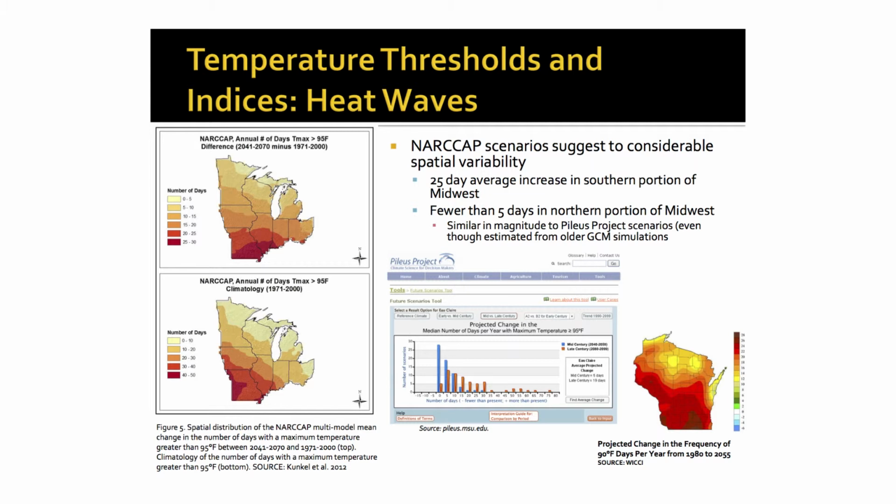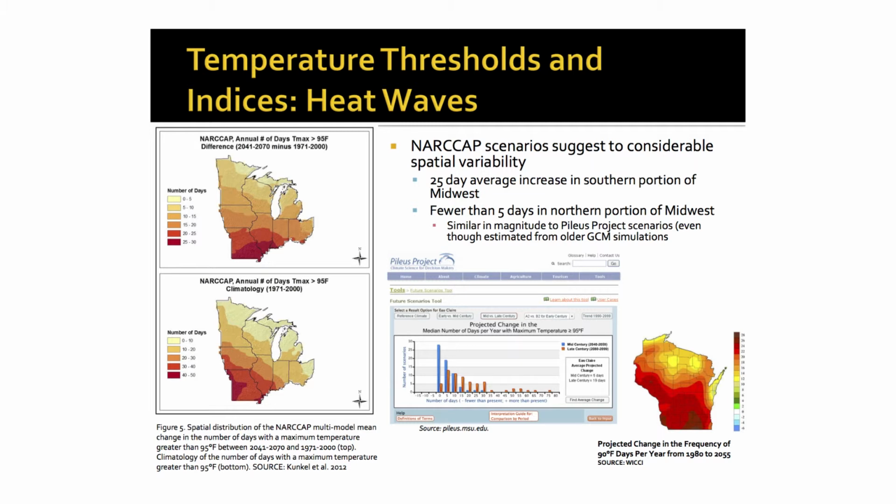This is the current climatology, so the increase is large where this number is already large, presenting a potentially very large hazard for the southern part of the area. Much smaller change in the northern part of the area, really fewer than 5 days in the northern part of the Midwest. Now here what we have is a projection for a station in Michigan.